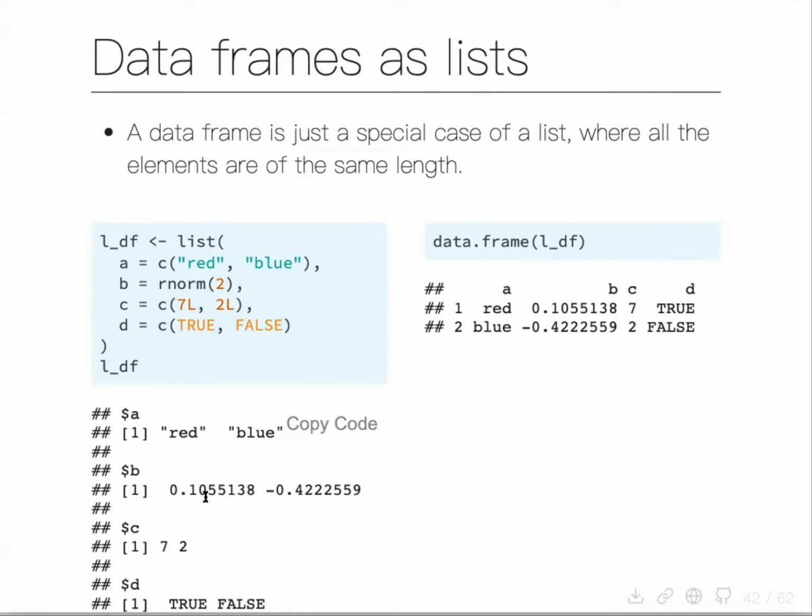But each column can be of a different type. So here's a really quick, easy example. We have a list LDF that has these 4 different types. I've named them A, B, C, D, right? LDF is a list, but if I just say data.frame on LDF, I get this list, okay?